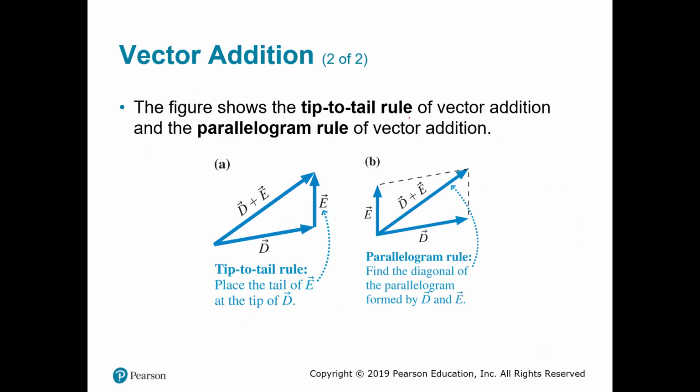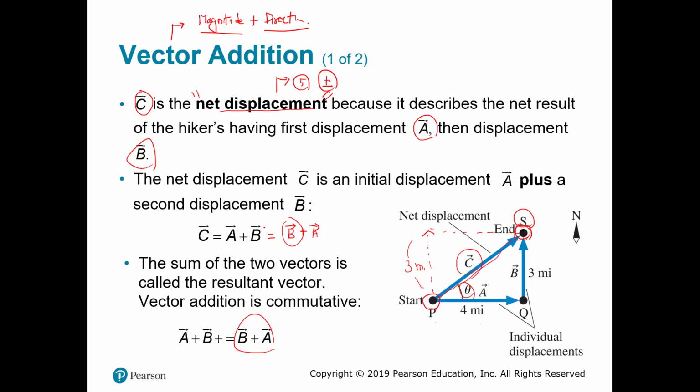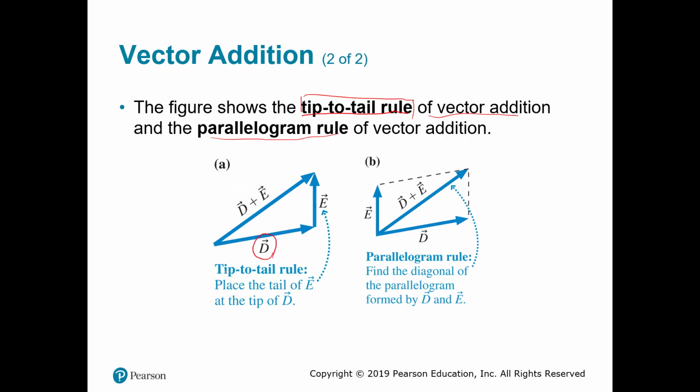So then simply, how to add two vectors. This is called the tip to tail rule of vector addition. And then another one is the parallelogram rule, but I think the tip to tail rule should be enough. So basically it's the same as what we did here. You draw the first vector, and then place the tail of the second vector at the tip of the first vector. And you connect your starting point to the end point. This is your sum of two vectors.